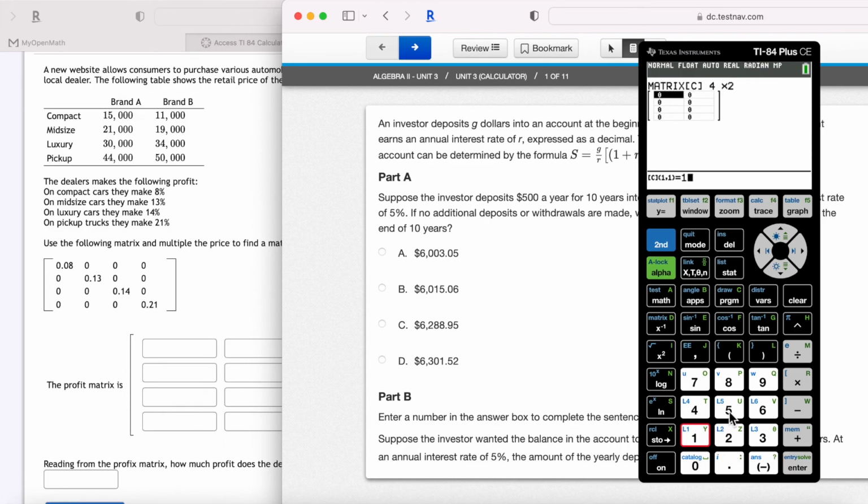So I get 15,000, 11,000, 21,000, 19,000, 30,000, 34,000, 44,000, and 50,000.